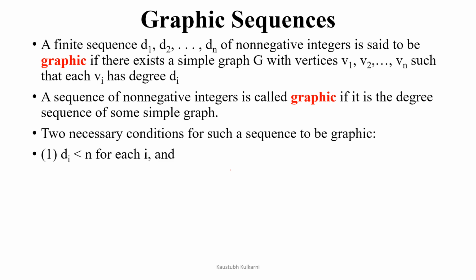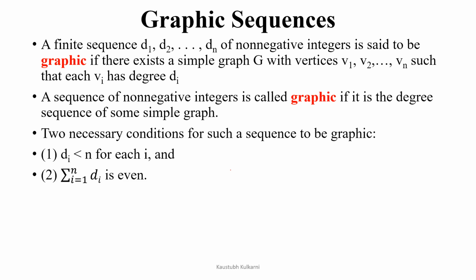the degree of each vertex should be less than the total number of vertices. This is necessary for a simple graph because in a simple graph there are no loops and a vertex cannot have an edge connected to itself. Thus, the maximum degree of any vertex is the number of other vertices it can be connected to, which is n minus 1, where n is the number of vertices.